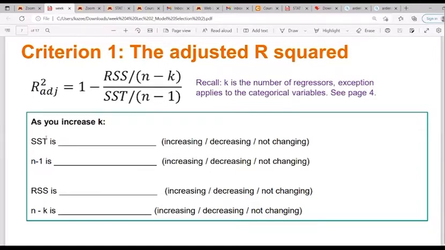But what about RSS? I think I said something the other time. When you increase the number of regressors, I demonstrated the other time that the RSS is basically going to be going down. And what about N minus K? If you are increasing K, of course N minus K is also going to be going down. Don't forget, you are subtracting what you are increasing from the sample size. I just wanted to take note of that.